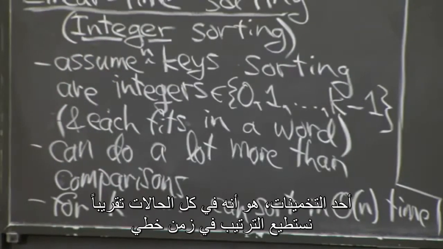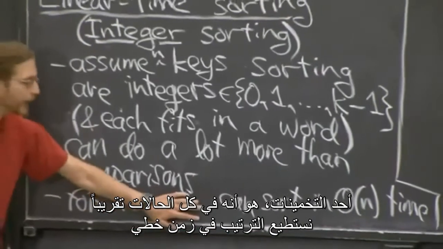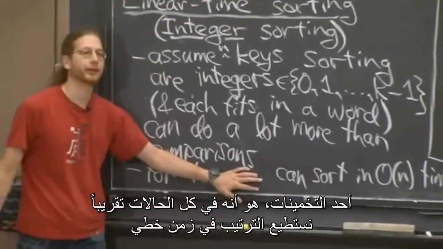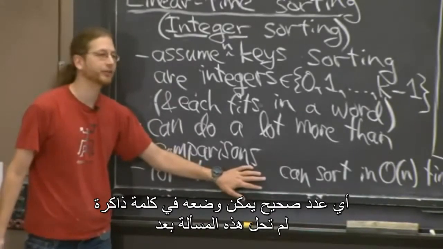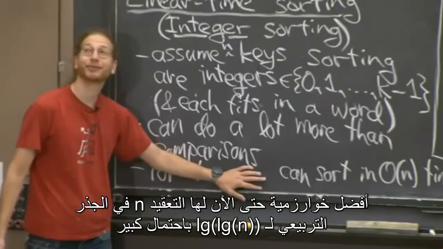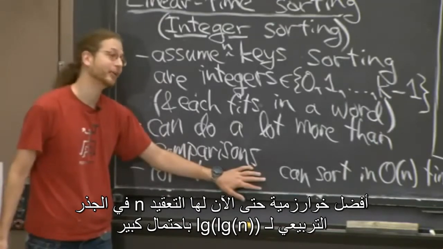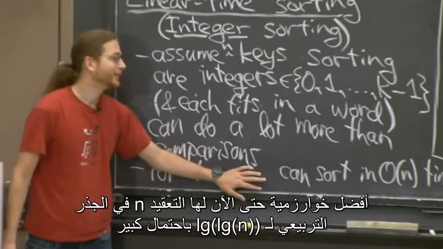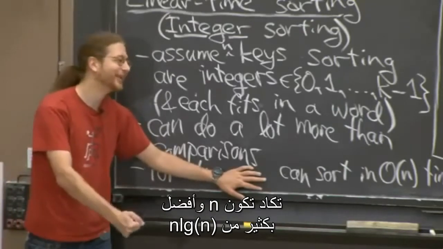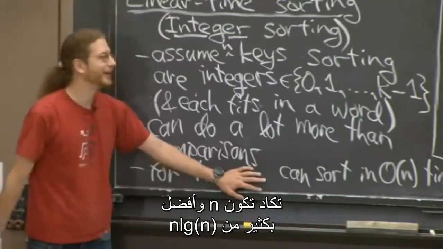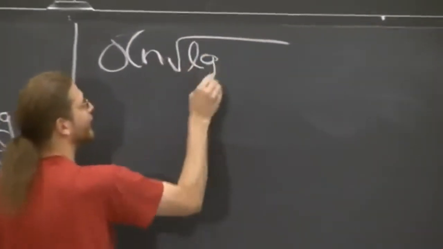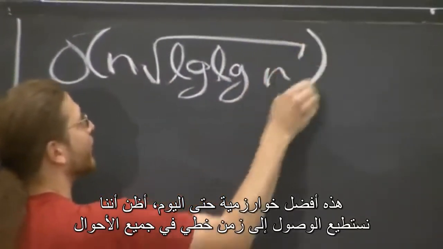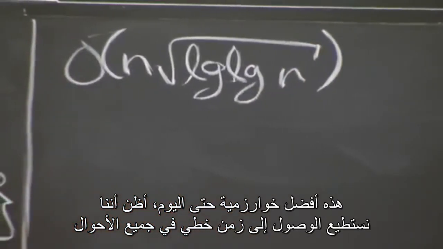One conjecture is that even in all cases, you can sort in linear time, given n integers that fit in words. This is not yet solved. The best algorithm is n times square root log n with high probability. So it's almost n. It's a lot better than n log n. I'll just write that for fun in case you can't parse it in words. This is the best algorithm to date. I would conjecture you can do linear time in all situations.